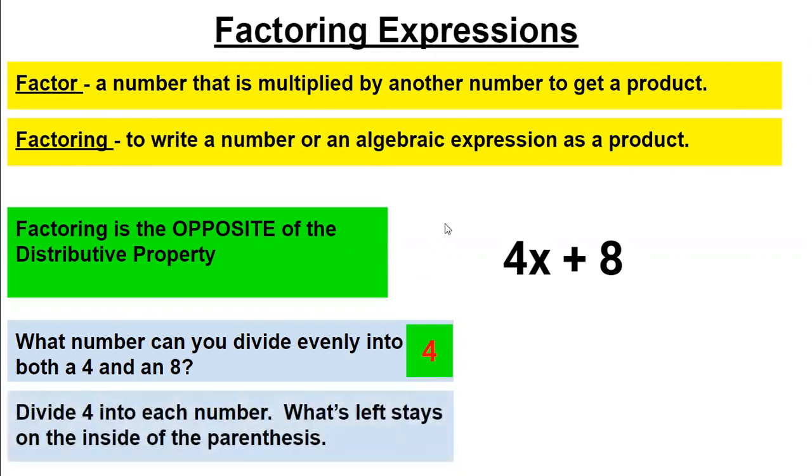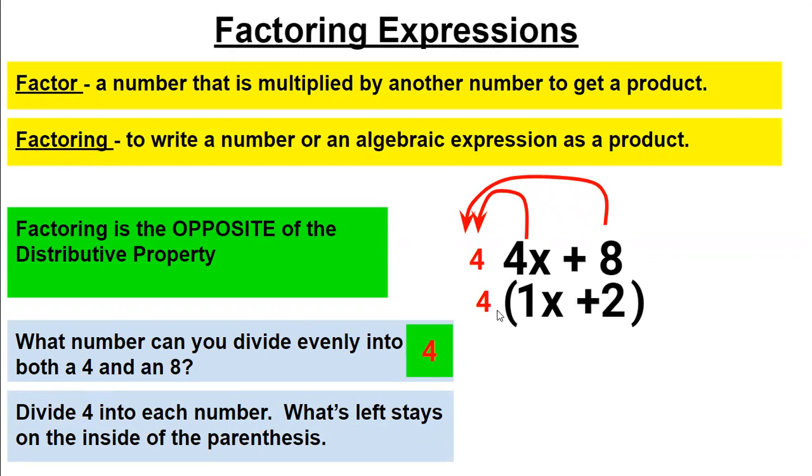So divide 4 into each number. What's left stays on the inside of the parentheses. So if I take the 4 out, I'm pulling it out, I have something left in the parentheses, but what? The 4 is out. I have 1x left, and if I take a 4 out of the 8, I've got 2 left. So you see how we used the distributive property before, and now we're pulling it back out and putting it back into the distributive property form.